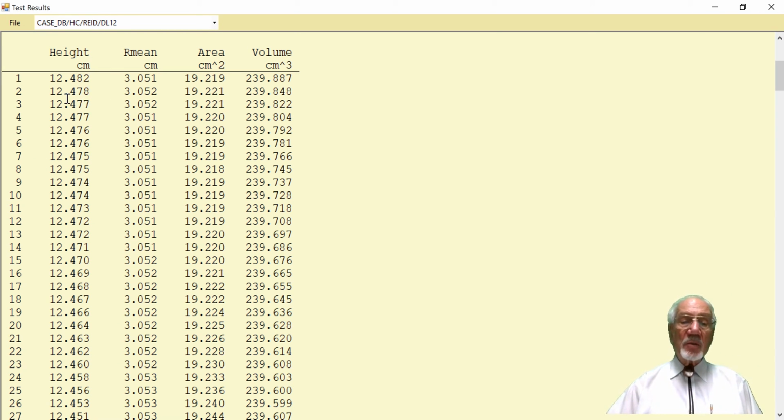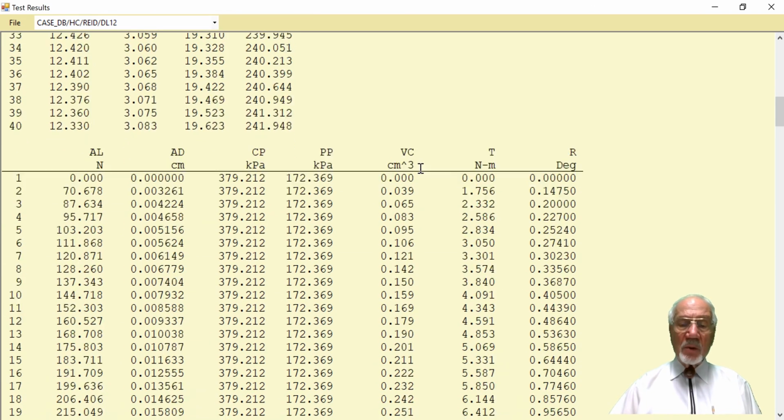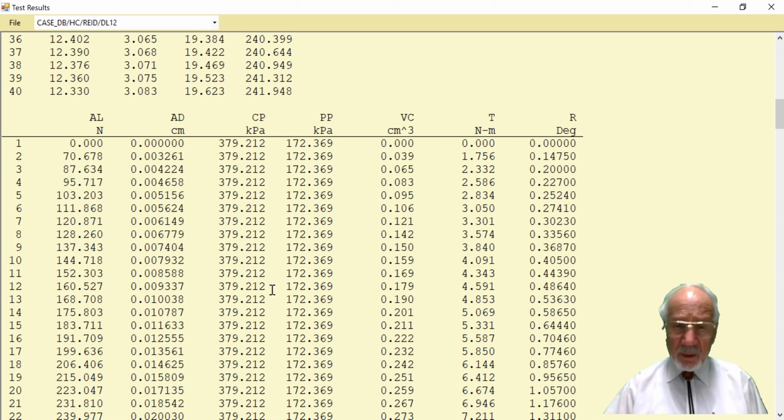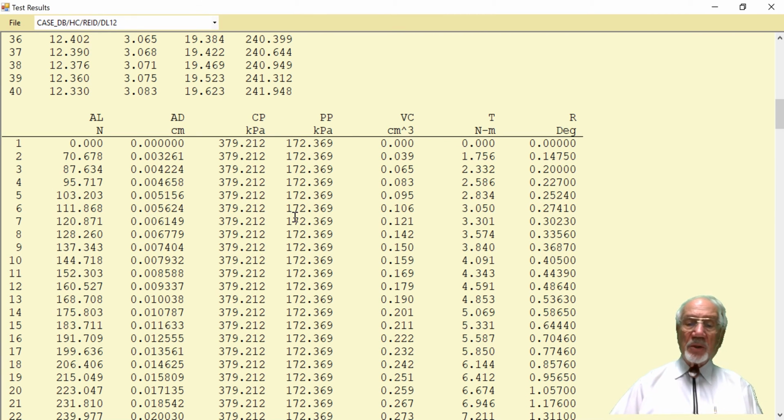Now, as you go down those columns, you can see the height, since that is a combination of axial and torsion, the height of the sample, the mean radius, remember that's a hollow cylinder, so there is a mean radius, the area of the sample, of the cross-section, and the volume of the sample. And then all those values are calculated automatically by the program. The axial load, the axial deformation, the cell pressure, effective cell pressure, the pore water pressure. Here, we're running actually drained tests on sand, but this is the back pressure that has been applied to the sample to avoid air bubbles.